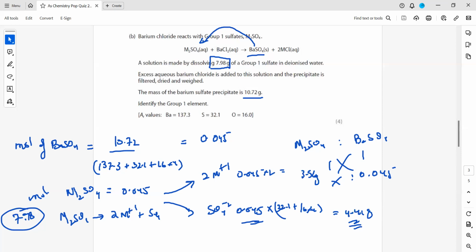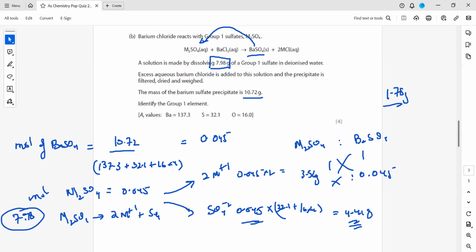So what will be the mass of 1 mole? The mass of 1 mole will be half of it, because according to the question, 3.56 is the mass of 2 moles. So 3.56 divided by 2, you will get 1.78. So 1.78 grams is the mass of 1 mole.